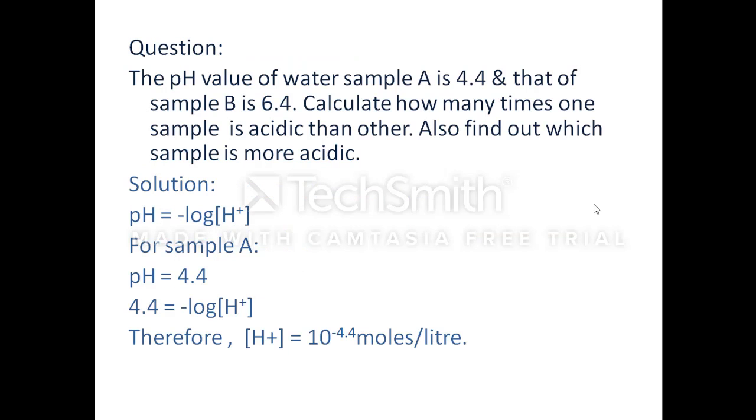Now coming on to the numerical question. The pH value of water sample A is 4.4 and that of sample B is 6.4. Calculate how many times one sample is more acidic than the other. Also find out which sample is more acidic.